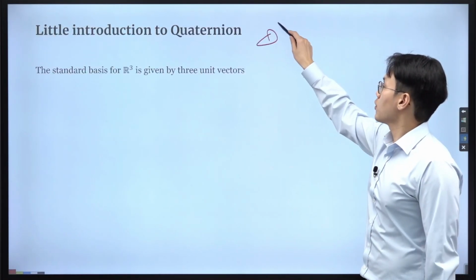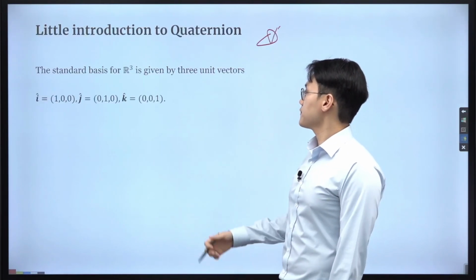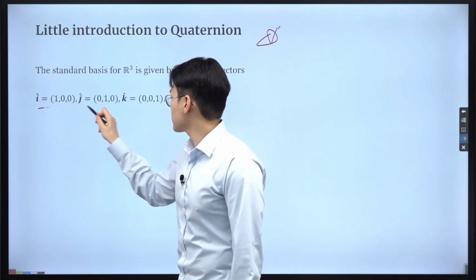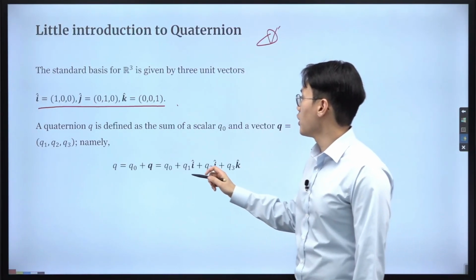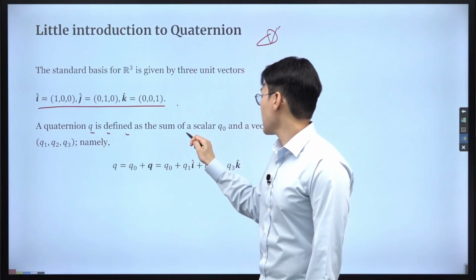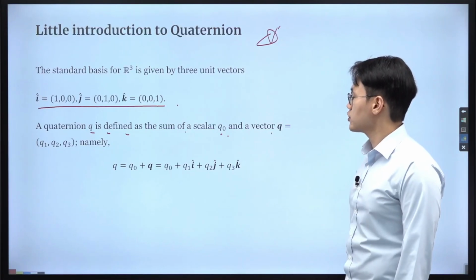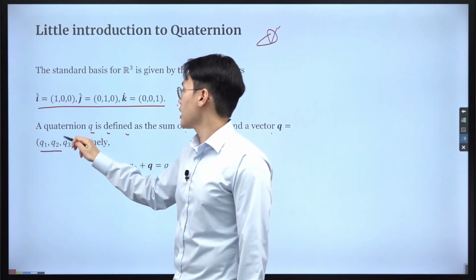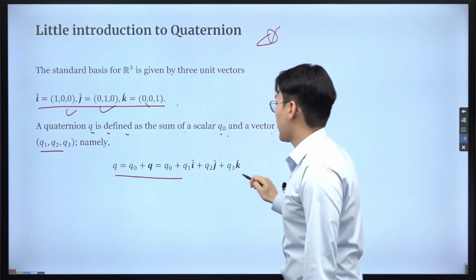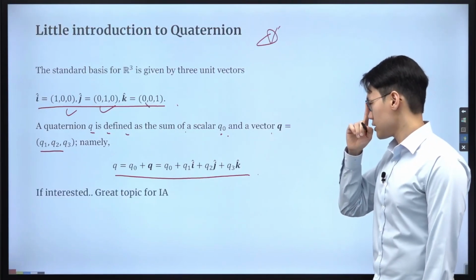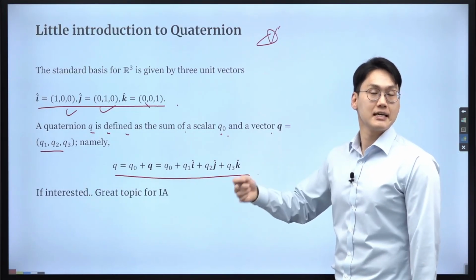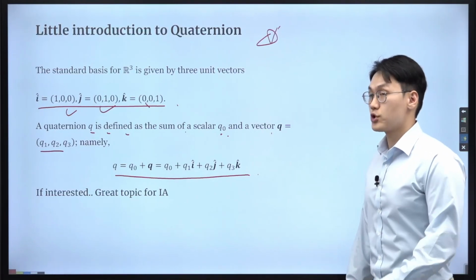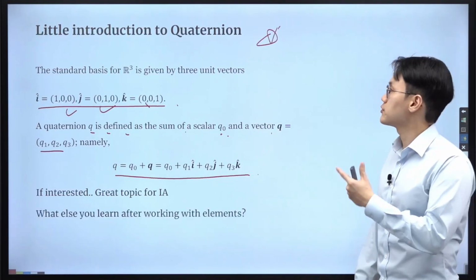So what we call the quaternion vector is the following. We use the ijk as a standard basis. However, we introduce a complex number, right? So the quaternion Q is defined as the sum of a scalar Q naught and a vector Q, where Q1, Q2, Q3 are made out of this ijk vector as the following. Okay, so that's interesting. It's a great topic for the IA because it can be extended for the trigonometry and then the affine transformation, especially the rotation in 3D.